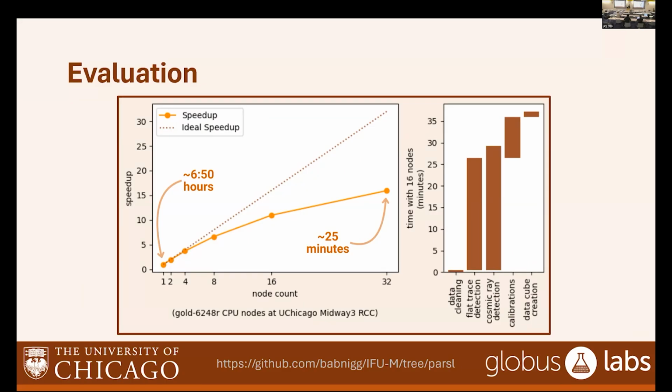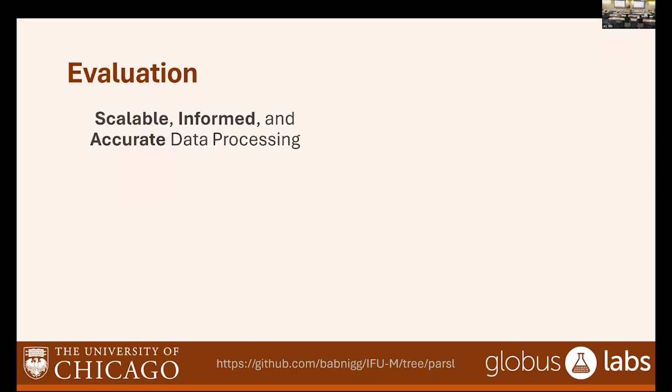In a breakdown of the workflow, you can see that data cleaning is a pretty small step, but then the flat plate trace detection, which is that multi-Gaussian optimization, took a while. Then cosmic ray detection runs at the same time as that because there are no dependencies there, which then leads to the calibrations and data cube creation. This is on 16 nodes. That graph looks a little bit different for different numbers of nodes.